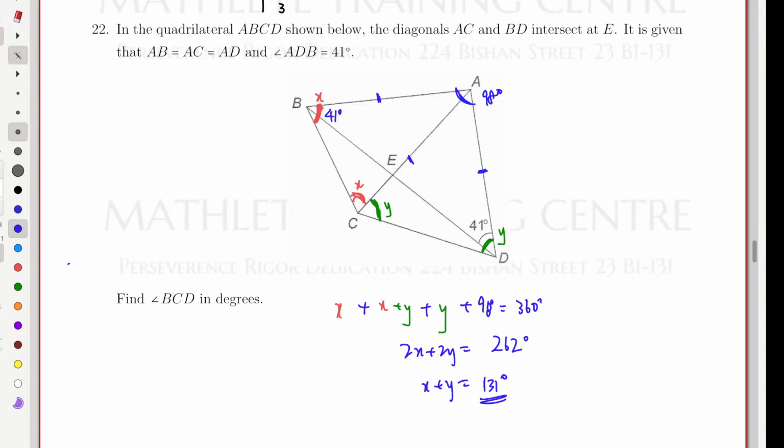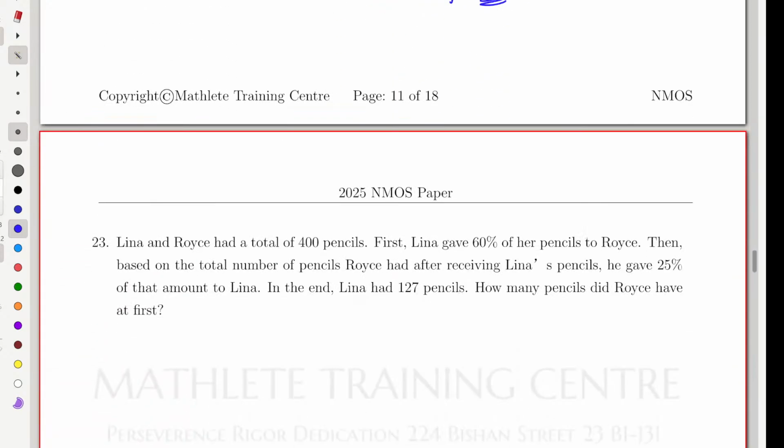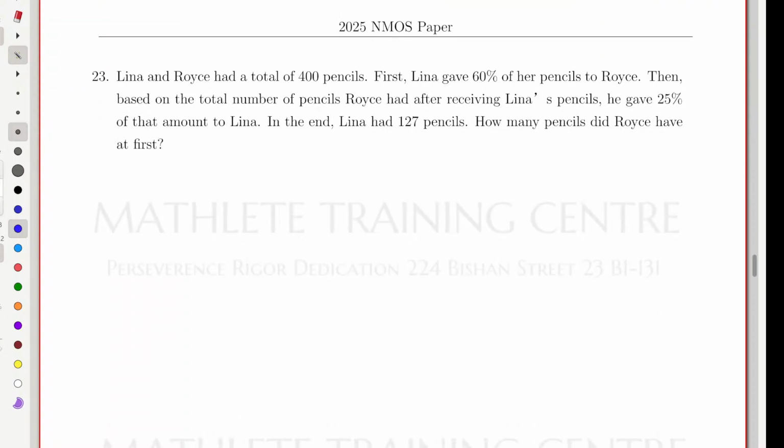Okay, let's move on to question number 23. We have two people, Lina and Royce, who have a total of 400 pencils. First, Lina gives 60% of her pencils to Royce. Then, based on the total number of pencils Royce had after receiving, he gave 25% of that back. In the end, Lina had 127 pencils. How many pencils did Royce have at first?